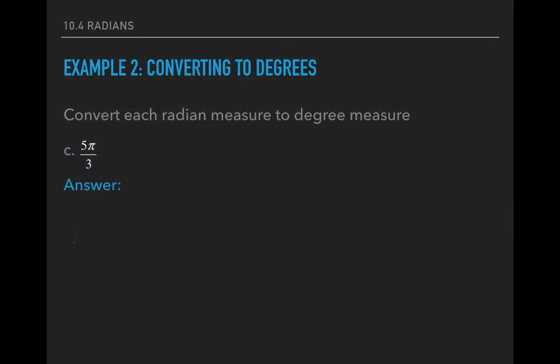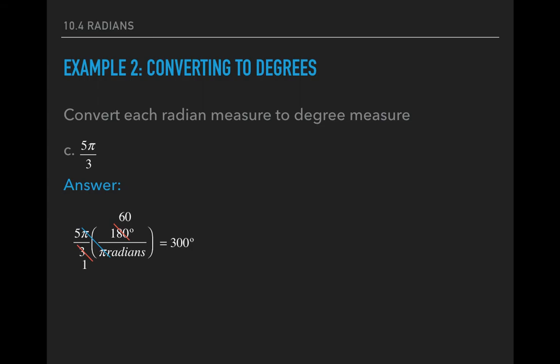Okay, it would be 5 pi over 3 times, and you want your radians in the denominator so that you can cancel the pi's out. Simplify on your diagonal here. 3 can go into 3 once, and 3 can go into 180 60 times. So in the denominator, well, you won't have anything, it's a 1. And in the numerator, 5 times 60, that is 300 degrees.